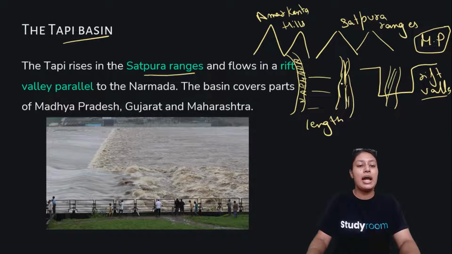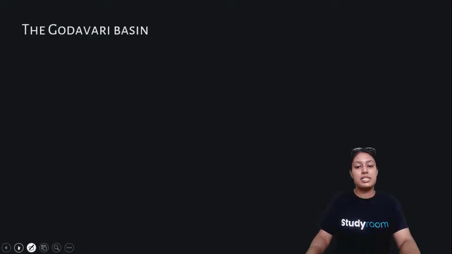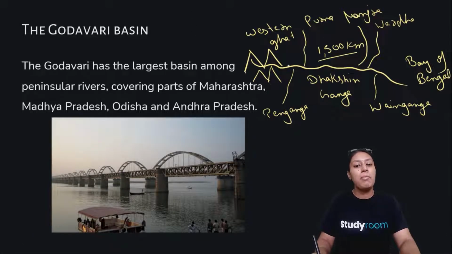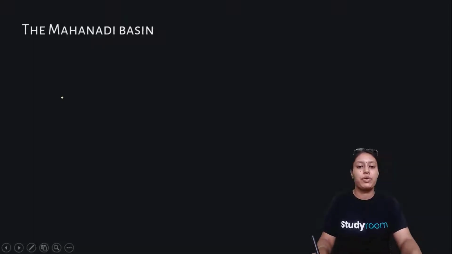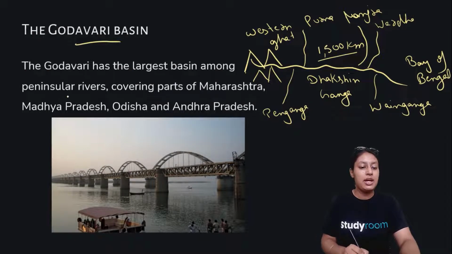The Tapi River flows parallel to the Narmada Basin, and in terms of length, the Tapi Basin is comparatively shorter than the Narmada Basin. The Tapi Basin covers Madhya Pradesh, Gujarat, and parts of Maharashtra. So these are the geographical locations of the Tapi Basin.